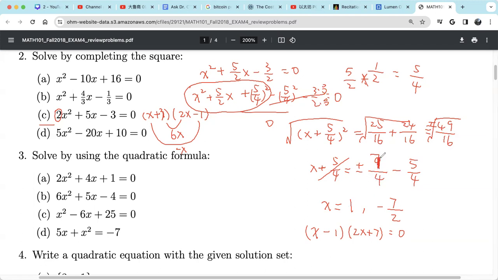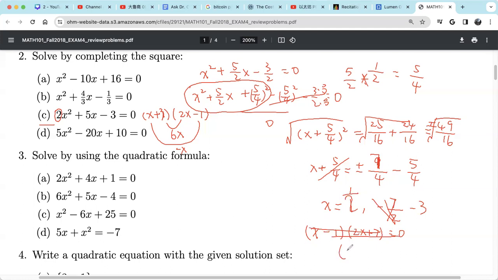So now 7 minus 5 is 2. 2 over 4 is half. So the first solution is a half. The second solution is minus 7 minus 5, which is minus 12. Minus 12 divided by 4, which is minus 3. So two solutions.